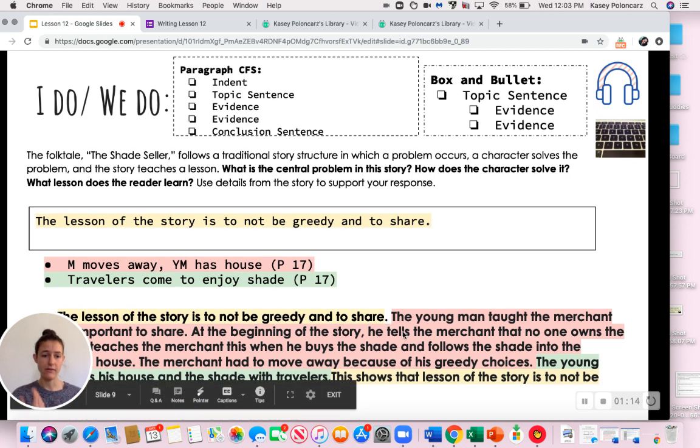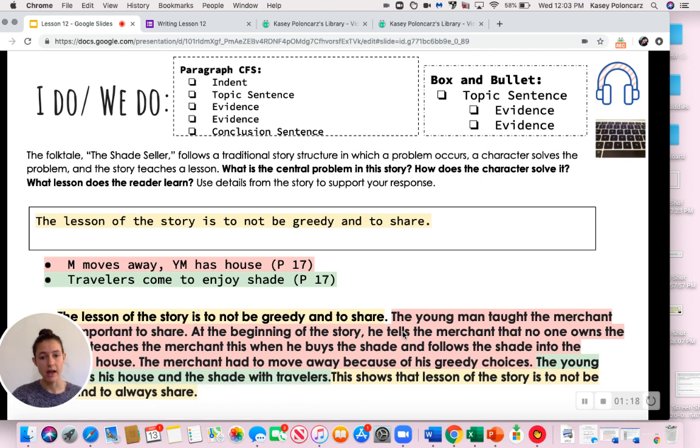So to stretch out my evidence, I'm going to say, the young man taught the merchant that it's important to share. At the beginning of the story, he tells the merchant that no one owns the shade, and he teaches this to the merchant when he buys the shade and follows the shade into the merchant's house. The merchant had to move away because of his greedy choices. And then I'm going to put, the young man opens his house and shares the shade with travelers.